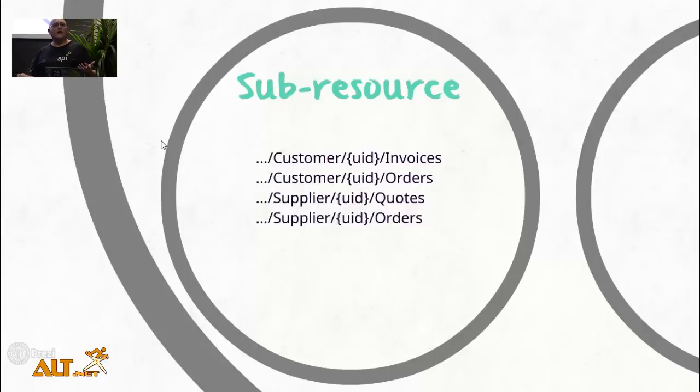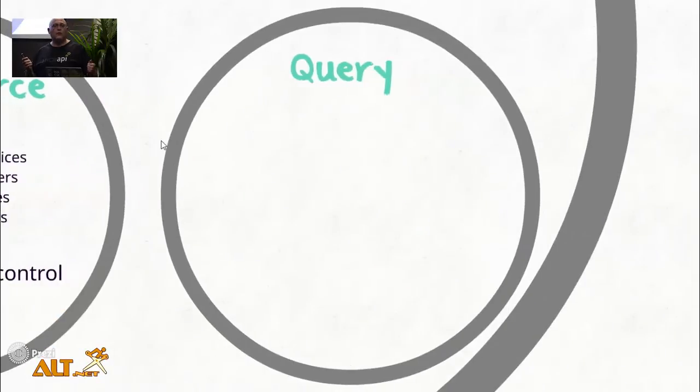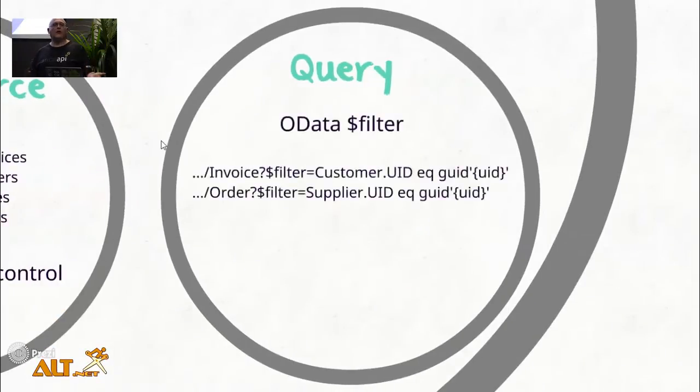And again, this is where OData came into its own, because obviously this quickly gets out of control. But we use the query language, we can use the OData filter. Now we can sort of say invoice, done. We can get customer UID by GUID to get the invoices for a customer. We can do the same for orders, for suppliers, or the same for customers on an order. We're hiding the complexity on the other side of the question mark, inside the query string.